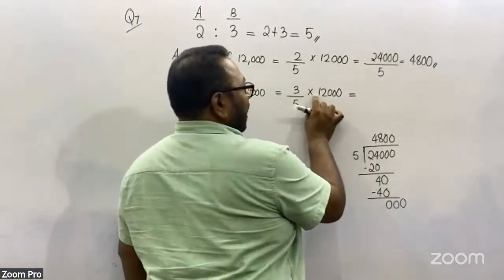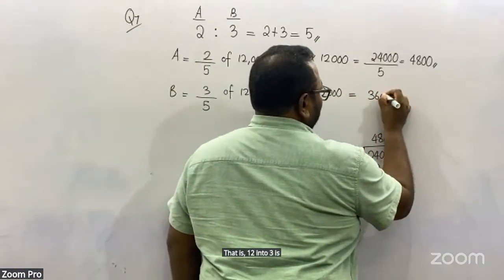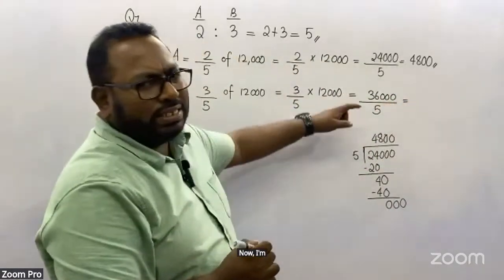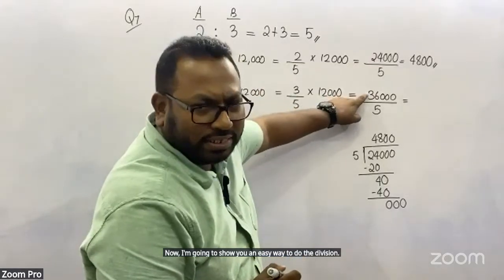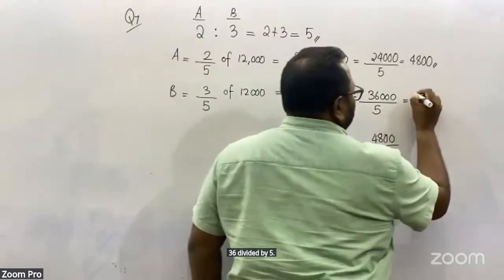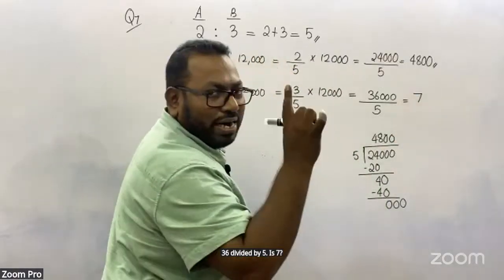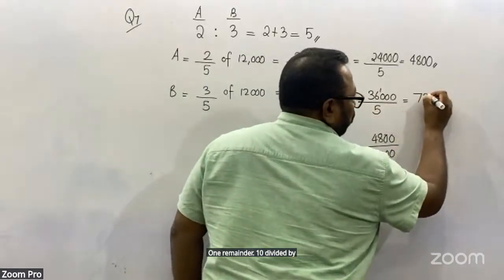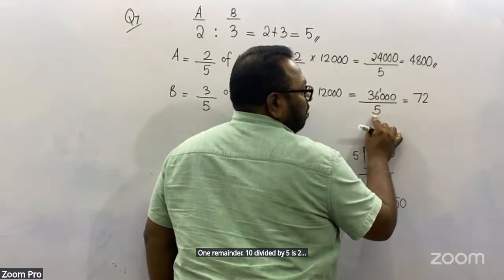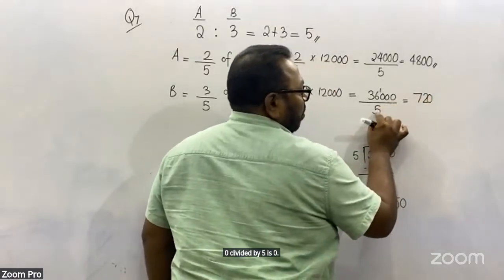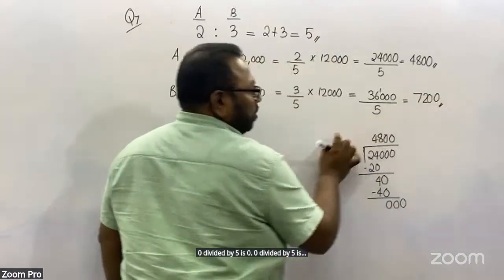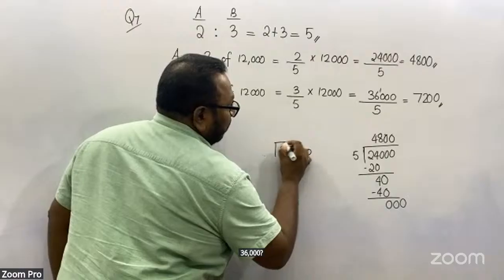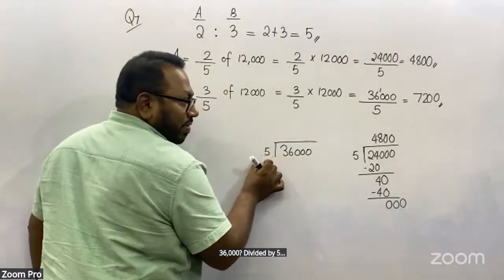That is 12 into 3 is 36,000 divided by 5. Now I'm going to show you an easy way to do the division. 36 divided by 5 is 7. 1 remainder. 10 divided by 5 is 2. 0 divided by 5 is 0. 0 divided by 5 is 0. I'll show you the working here. 36,000 divided by 5. 36 divided by 5 is 7.